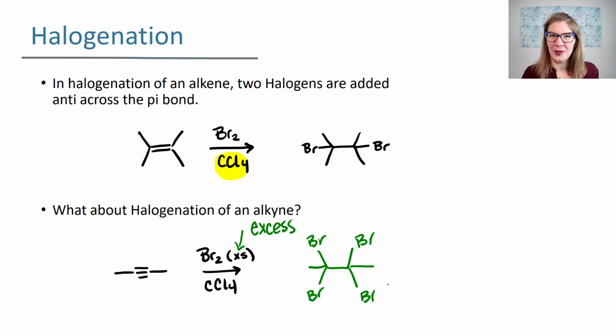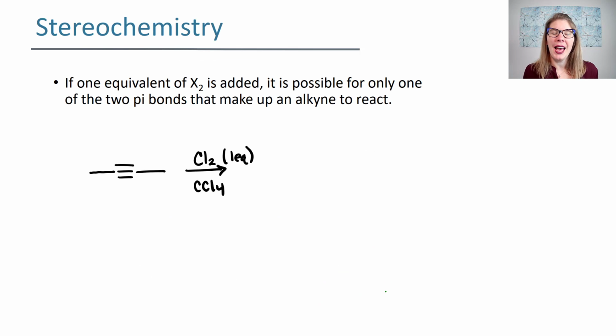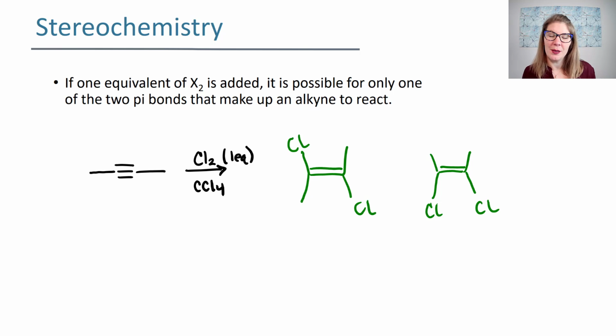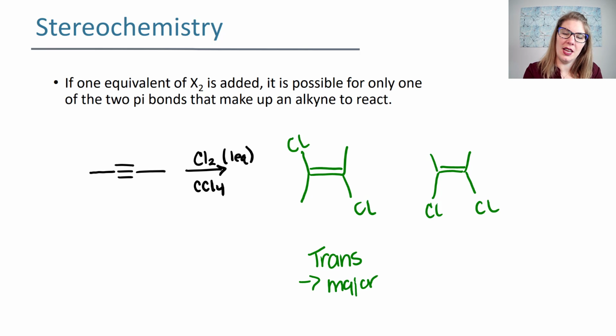But what if we changed it a little bit? What if we had only one equivalent of the halogen? Then what would happen? Well, in this case, you would actually end up with both the cis and the trans product. So you would end up with your halogens adding this way, and you would end up with another product where your halogens added this way. The one that's the major product is going to be the trans. Is major.